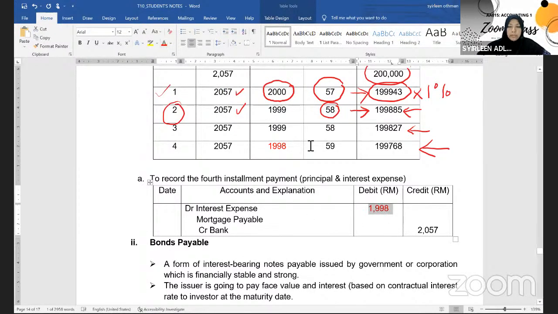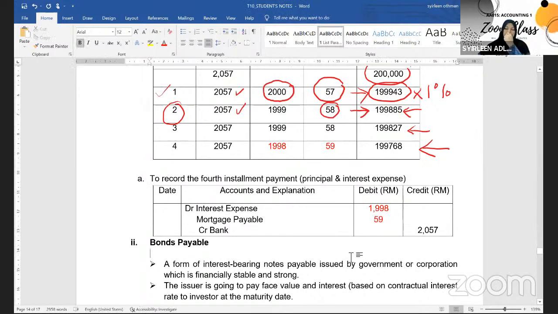Alright, so mortgage ialah yang RM59 ni. So here is my principal. It's my mortgage payable actually. Okay, because I am supposed to revert that to the principal I borrowed earlier. Okay, so RM2,057.